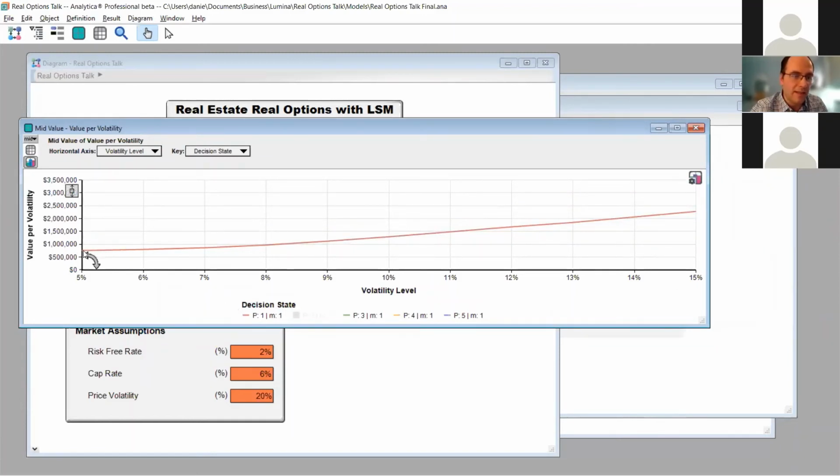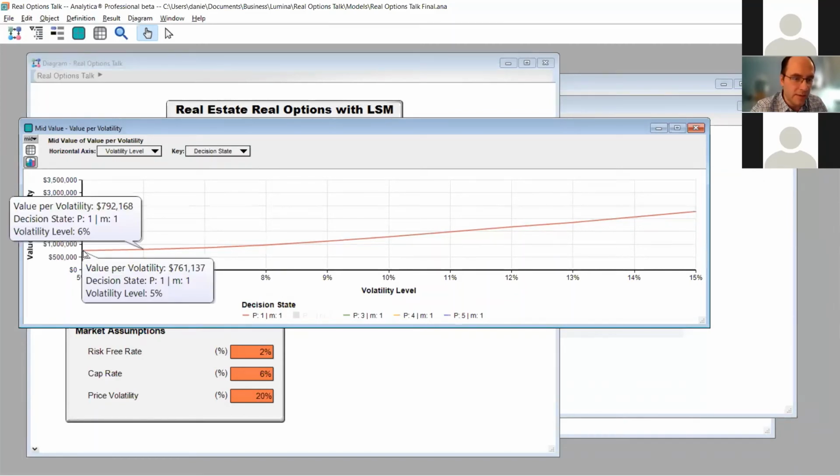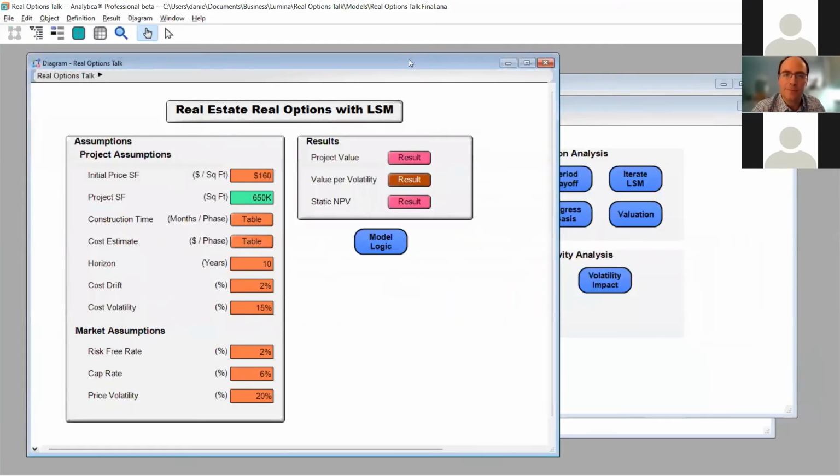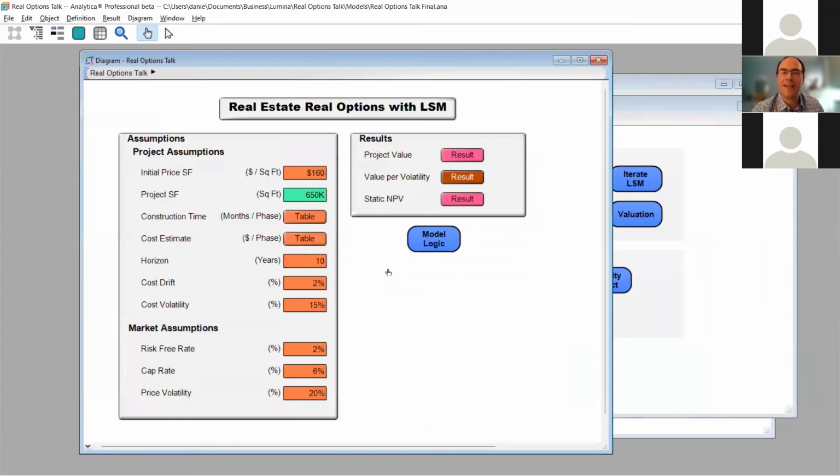So if volatility is 5%, the value is what, 761,000. But at 15% volatility, it's over 2 million. So the volatility is what's driving this value, and our actions in response to volatility, as volatility recognizes our uncertainty. Well, I guess that's kind of the model. I know that that's a lot.